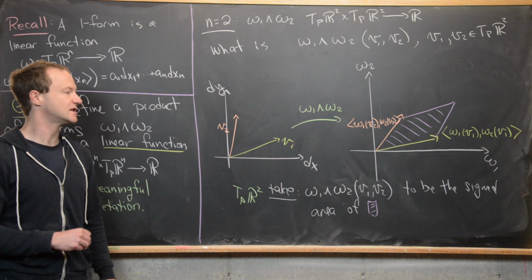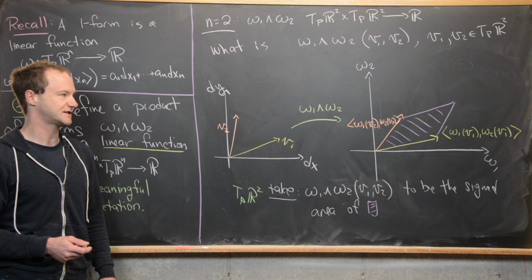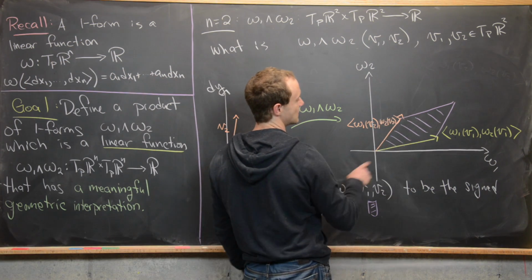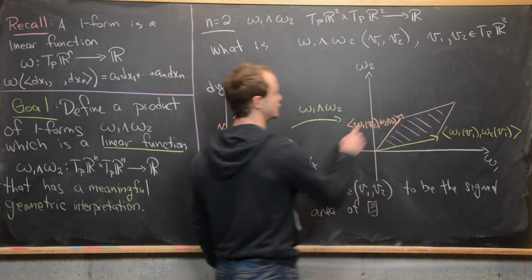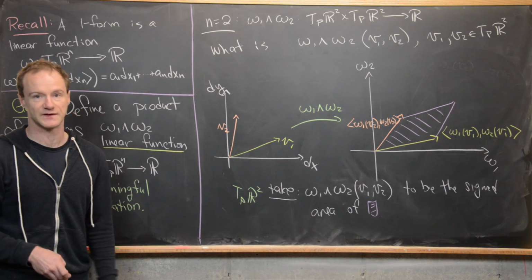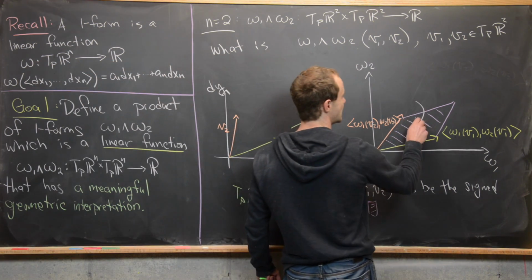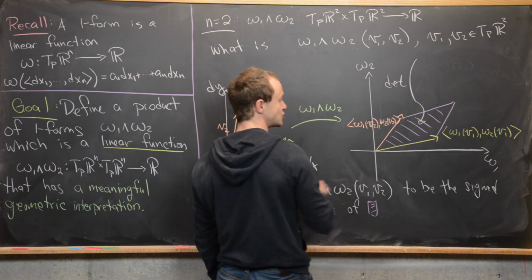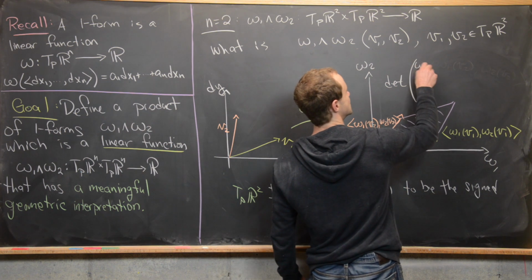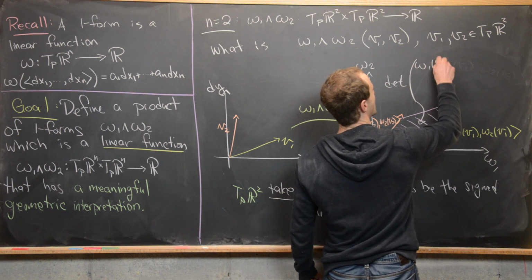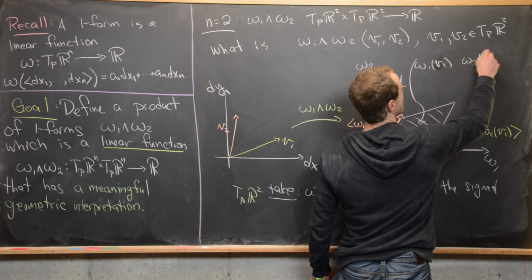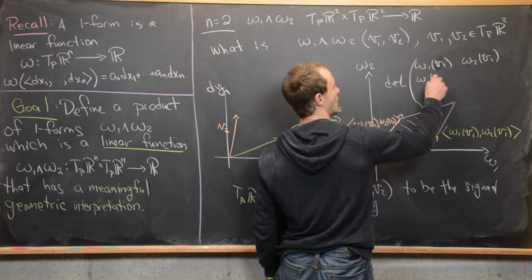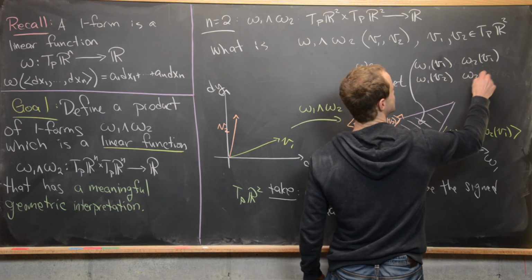But luckily for us, we have some linear algebra that allows us to write that down pretty easily, because we know that the signed area of this parallelogram will be the determinant of the matrix whose rows are made up by those vectors. So in other words, the signed area of this will be the determinant of the matrix whose first row is this: omega 1 v1, omega 2 v1, and its second row is given by this vector: omega 1 v2, omega 2 v2.